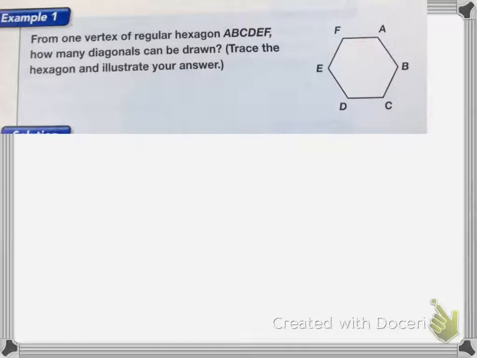So if I picked A to be my starting point, I can draw a diagonal from A to E, A to D, and A to C. I cannot draw it from A to F or A to B because those are adjacent vertices. So I can draw a total of 3 diagonals.